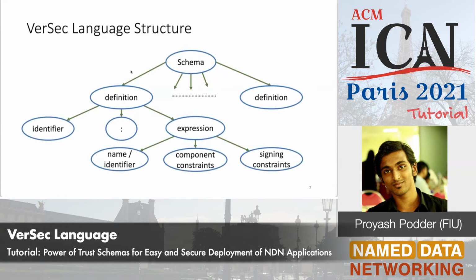Again, an expression will have a name or an identifier of any other definition in the trust schema, and the expression can also have component constraints and signing constraints. However, these constraints are optional. So in an expression, we can see either one of them, both, or neither. And in the later slides, we will explain more about these.